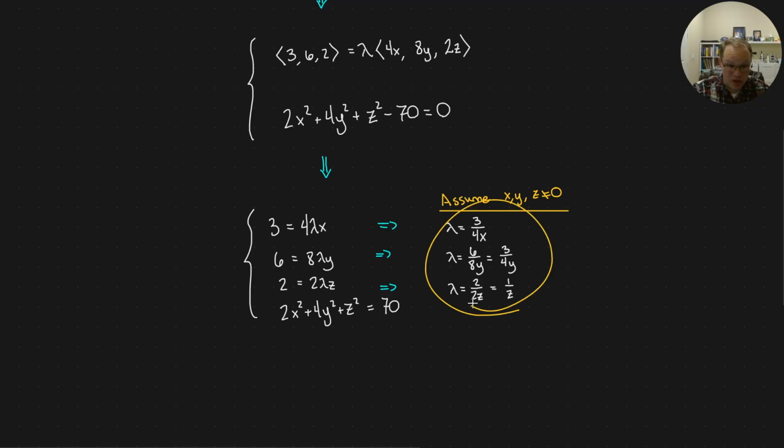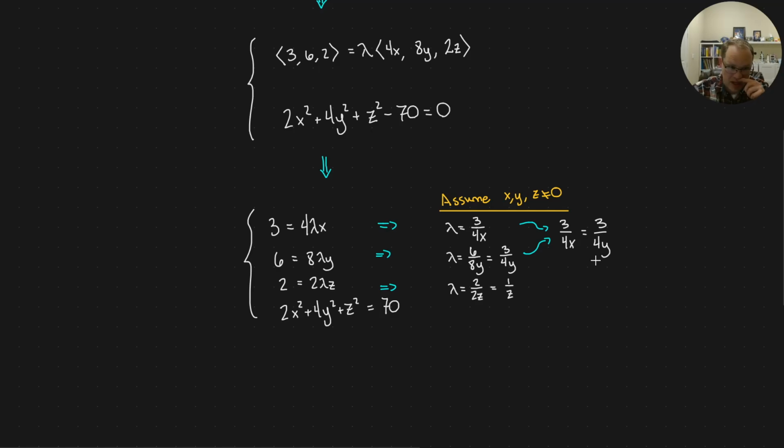So I have 3 equations now, so I'm just going to pick 2 of them and set those equal, and then pick another 2 and set those equal. And by doing that, I could figure out what's going on one piece at a time. So let's focus on just these first 2. So 3 over 4x and 3 over 4y must be equal because they're both equal to lambda. So 3 over 4x equals 3 over 4y.